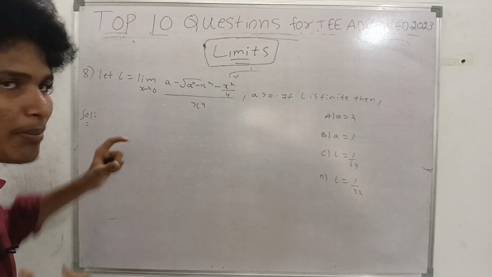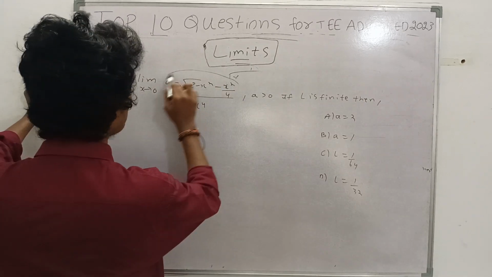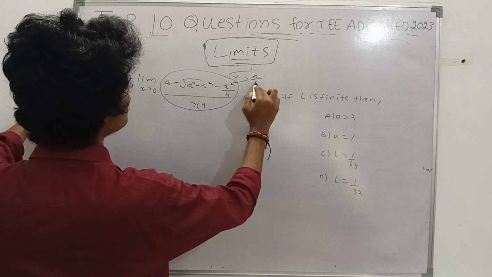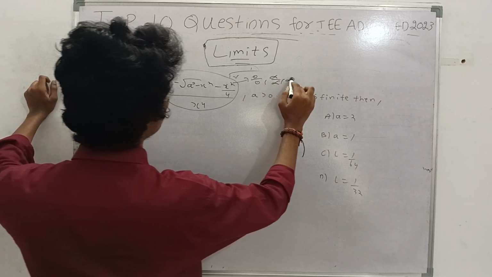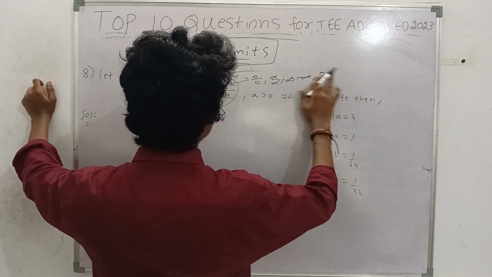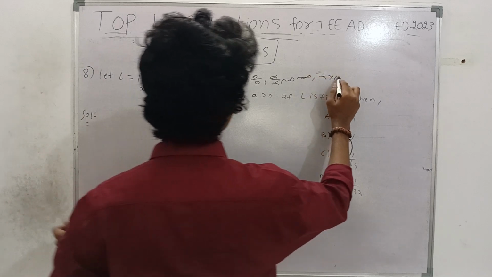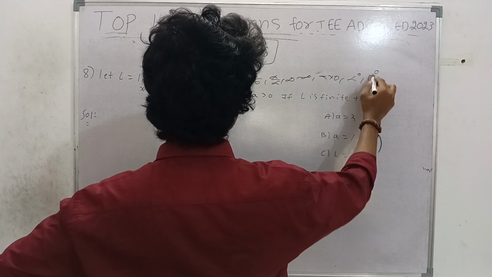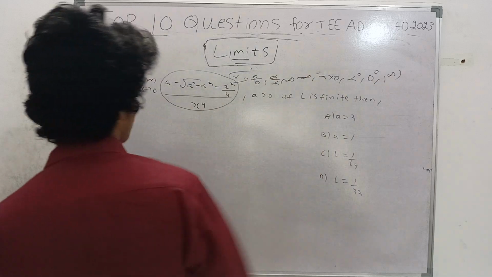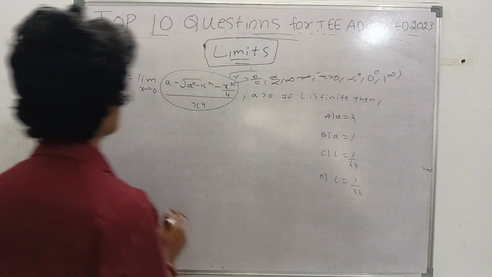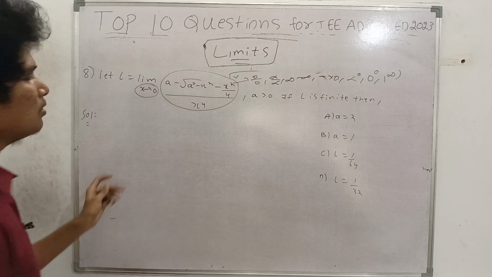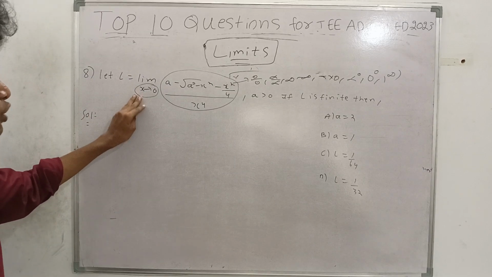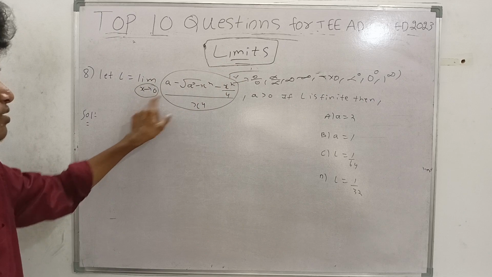Limit extending to 0 may be there, but this thing can be anything. It can be 0 by 0, infinity by infinity, infinity minus infinity, 0 into infinity, infinity power 0, 0 power 0, 1 power infinity, anything it can be. Depending upon this form you have to choose the method. Why is it given? To check the indeterminate form, they gave x extending to 0.